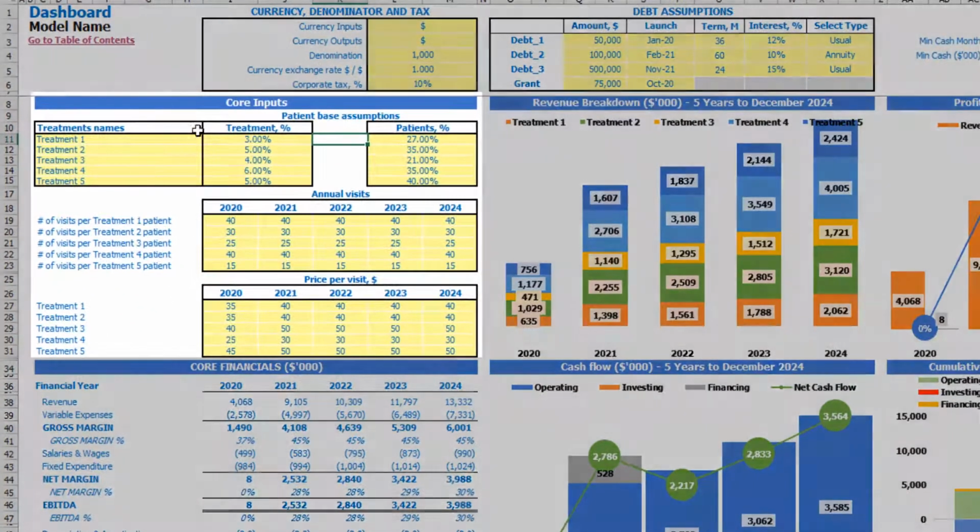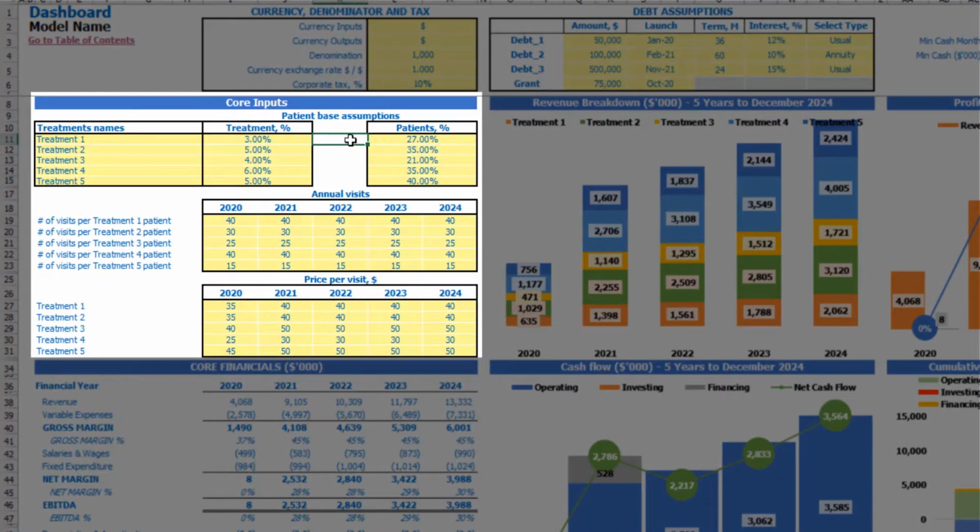The next set of assumptions is patient-based assumptions. So in here you may input up to 5 different treatment names, for example treatment A, treatment B, whatever name you need for your model. And here you may input what is the percentage of population need this treatment. In other words, percentage of patients based on the total population.